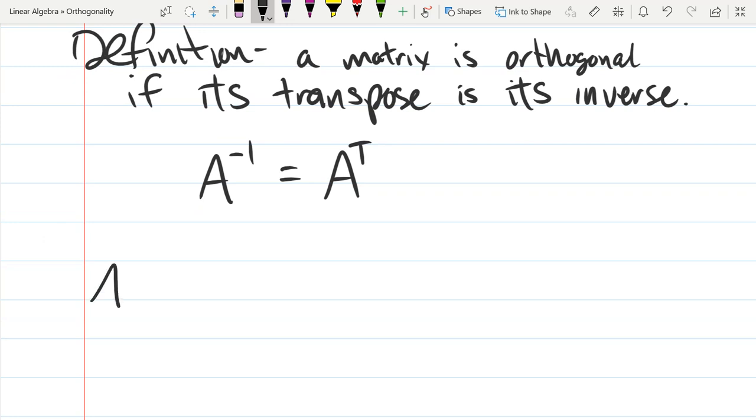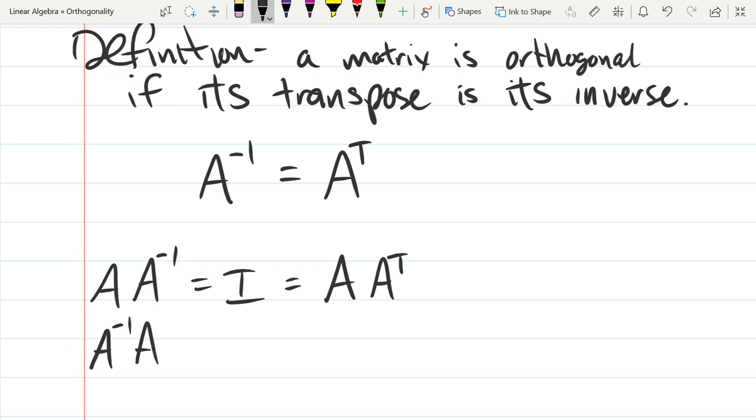And what do we get if we multiply A by A inverse? The identity. And now I'm just going to substitute out A inverse by A transpose. And they're equal. So A times A transpose is the identity. And of course, you can multiply the other order, meaning A inverse times A. You still get the identity. And that will be A transpose A.